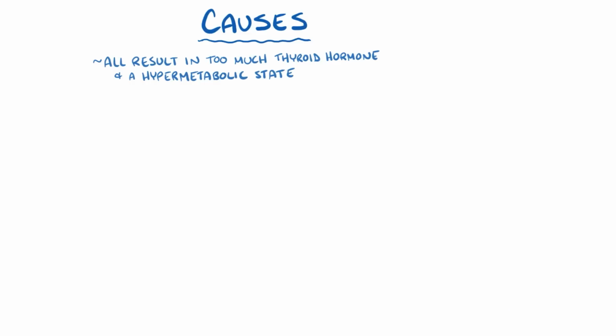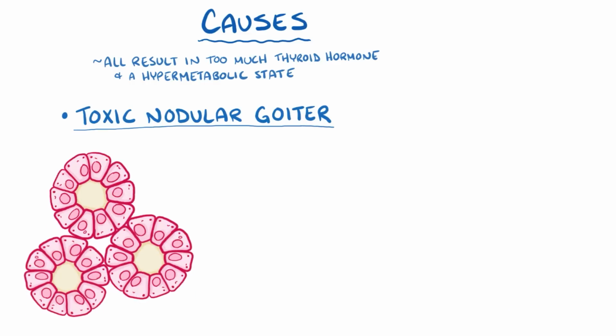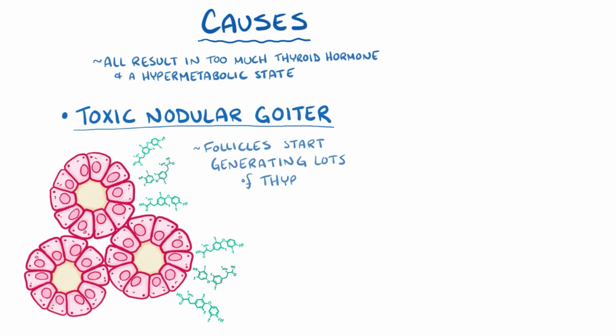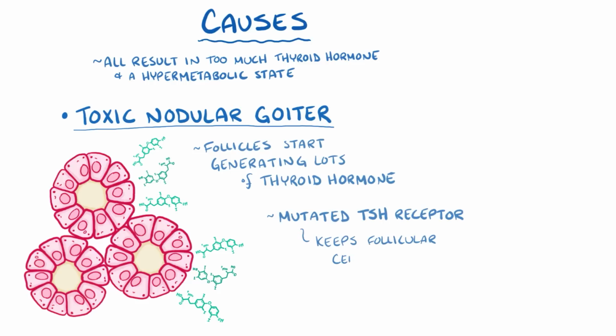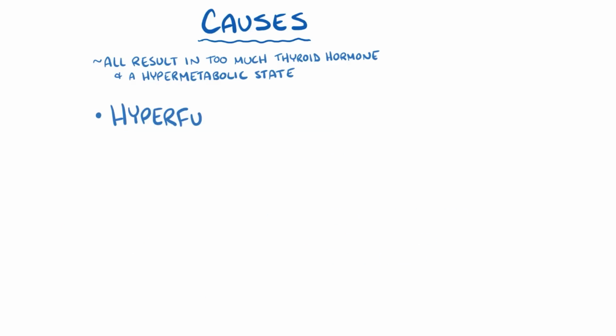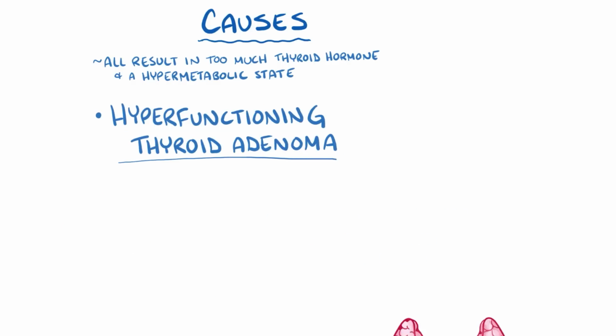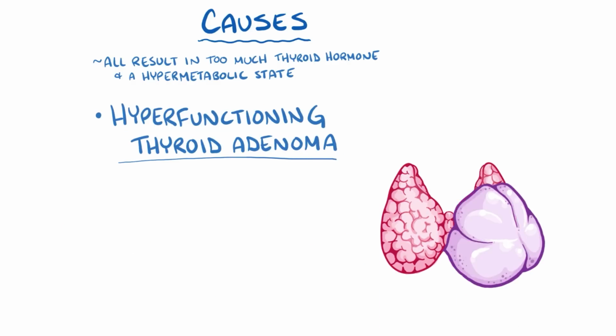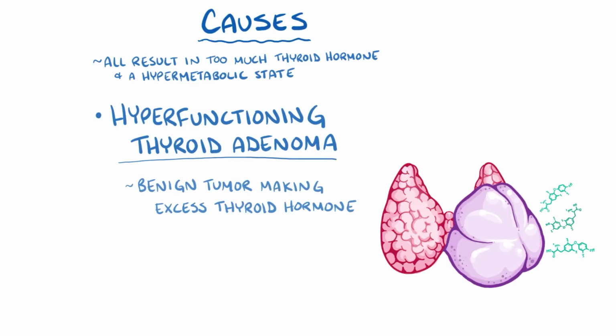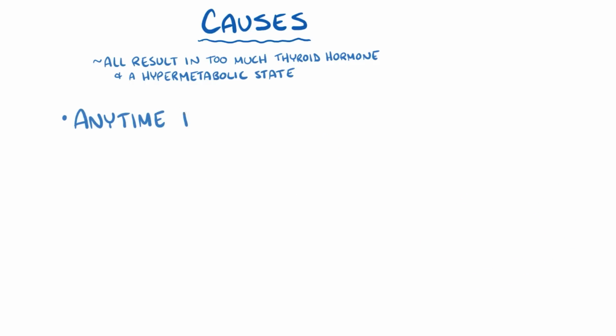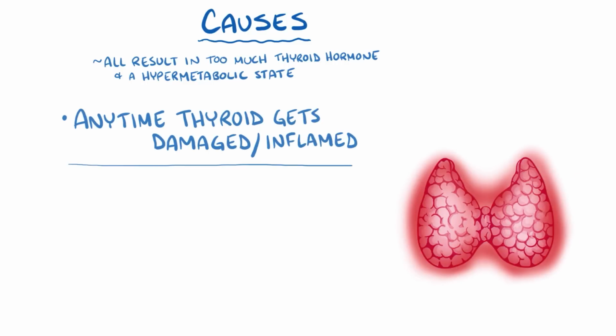Another primary cause is toxic nodular goiter, where one or more follicles starts generating lots of thyroid hormone. In some cases, it's because of a mutated TSH receptor that inappropriately keeps these follicular cells active. A different cause is a hyperfunctioning thyroid adenoma, where the follicular cells start growing uncontrollably, forming a benign tumor that makes excess thyroid hormones. Also, anytime the thyroid gets inflamed or damaged, there can be a large release of preformed thyroid hormones.